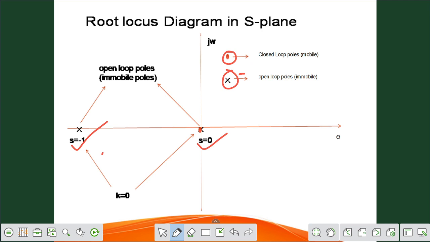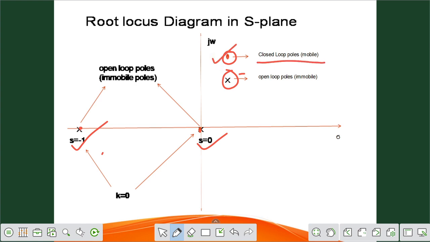But here the dot represents the closed loop transfer function pole. How will it come? It will come by putting the k value in the transfer function. If I put the k value in the open loop transfer function, I can make the closed loop transfer function pole. Basically, what does the red mark represent?